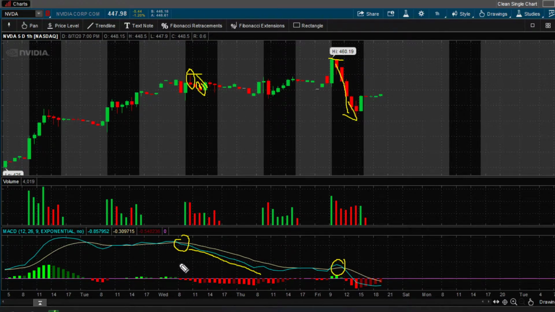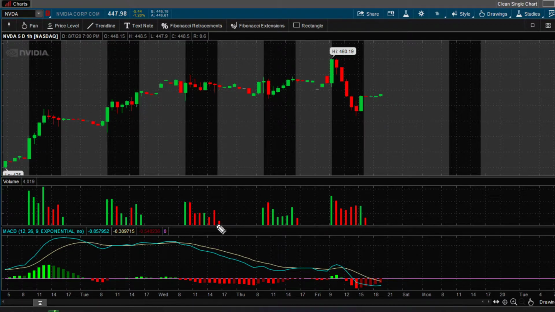So the MACD is basically a moving average indicator along with momentum basically built in together.